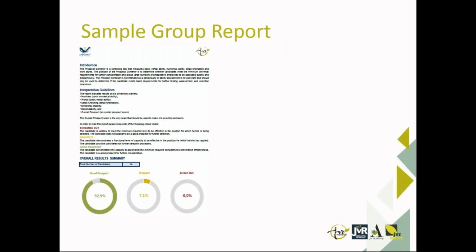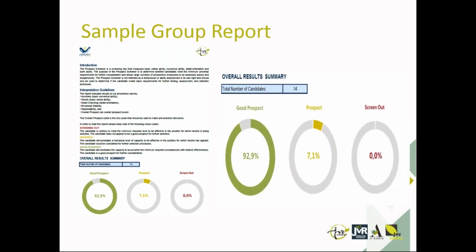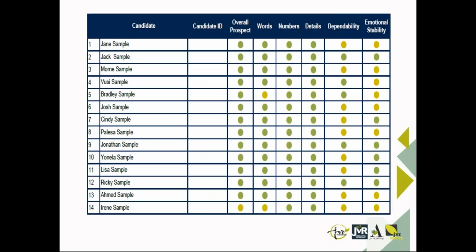Looking at the sample group reports then, we can make it a bit bigger for you as well. It's very similar to your individual report. Again, it shows you what your good prospects are, your prospects, and your screened out. So from this report, you can see that for the sample report, there were no candidates that were totally screened out, that could not go further in the process. However, looking at it, out of 14, most of them are good prospects. You might, in this case, then say that those few individuals that were just prospects then be screened out.